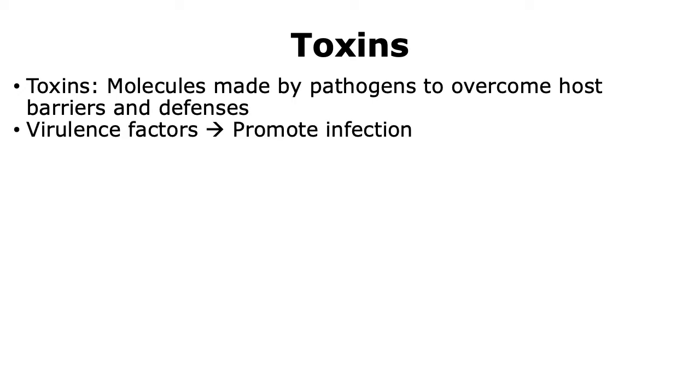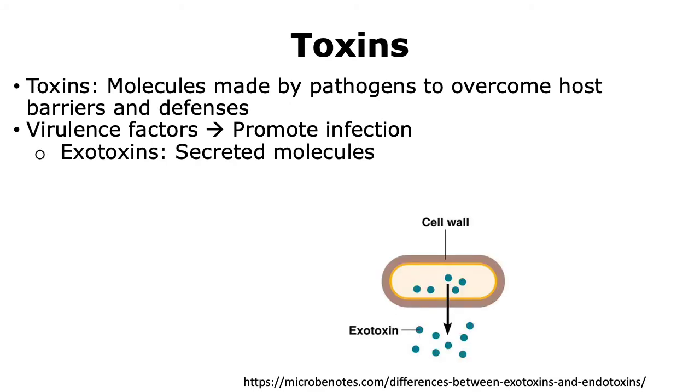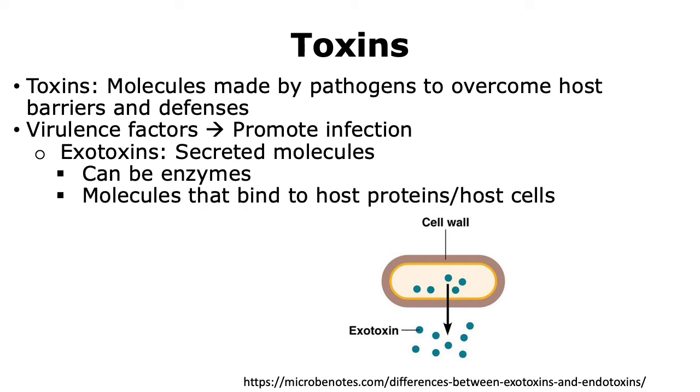One thing to remember is that all these molecules and structures we've been talking about, they all come under the umbrella of virulence factors. And whenever a pathogen has virulence factors, it promotes the infection process. In the case of certain pathogens, they can secrete molecules, which are called exotoxins, that can disable the host. Now, these exotoxins can either be enzymes or they can be molecules that bind to the host proteins or the host cells. So exotoxins are always secreted molecules.